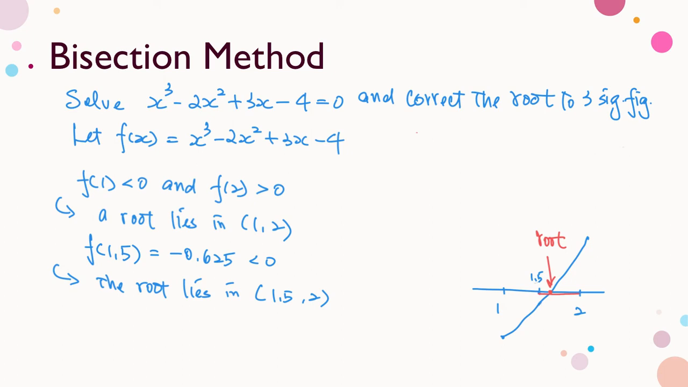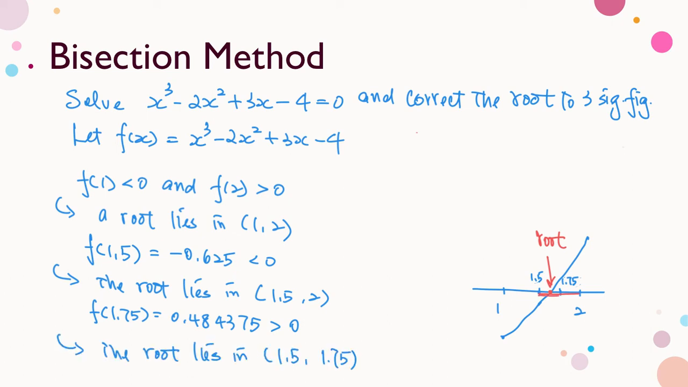Repeat the process, take the midpoint and get 1.75. Check the value, which is positive. So, the roots lie in the lower half of the interval. Both endpoints of the intervals are not the same. The process goes on. Let me record the results in the following table.